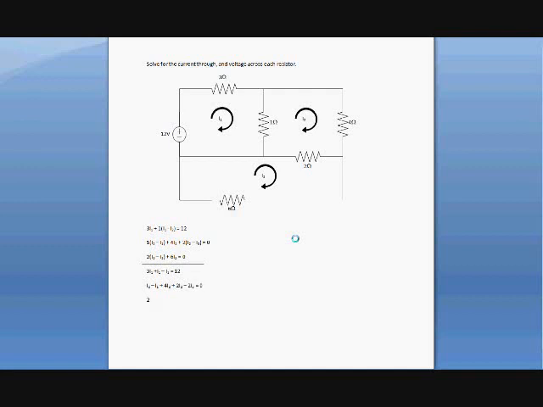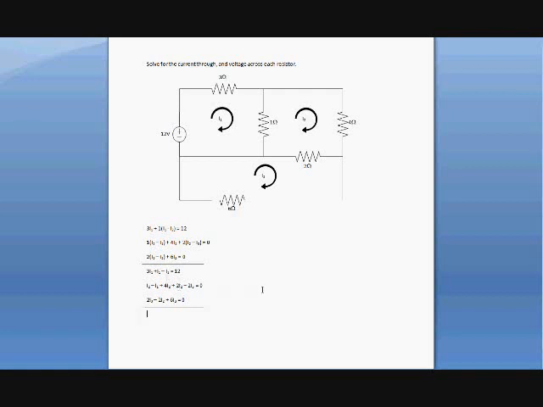The last one is 2I3 minus 2I2 plus 6I3 equals 0. Alright, and we'll put a line there just to keep track. There's going to be a lot of work when we're done, so it's good to be as organized as possible. Now we're going to simplify this stuff together.